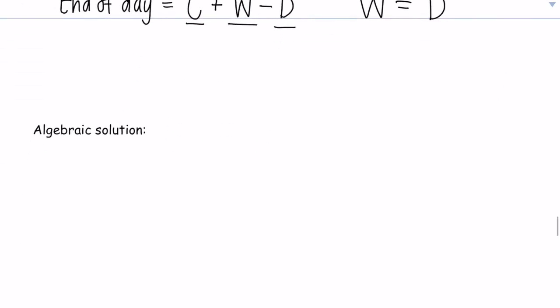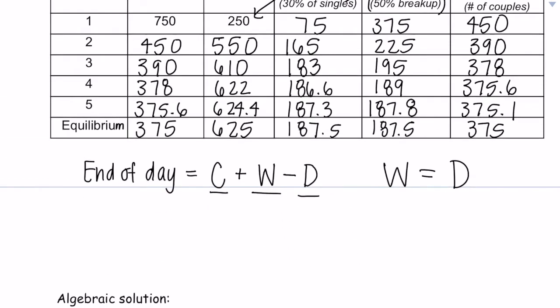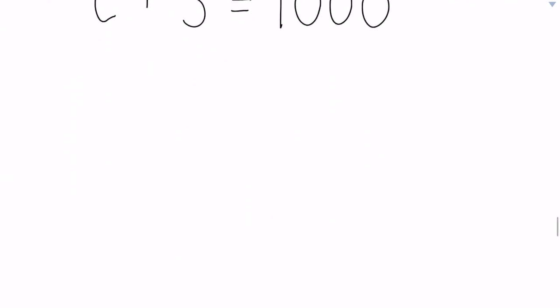So let's talk about the algebraic solution here. Let's list out some equations that we know to be true. We know that couples, which I will represent as C, plus singles equals 1,000. That is something that is always true. 750 plus 250 is always 1,000. 450 plus 550 is always 1,000. This is always 1,000.